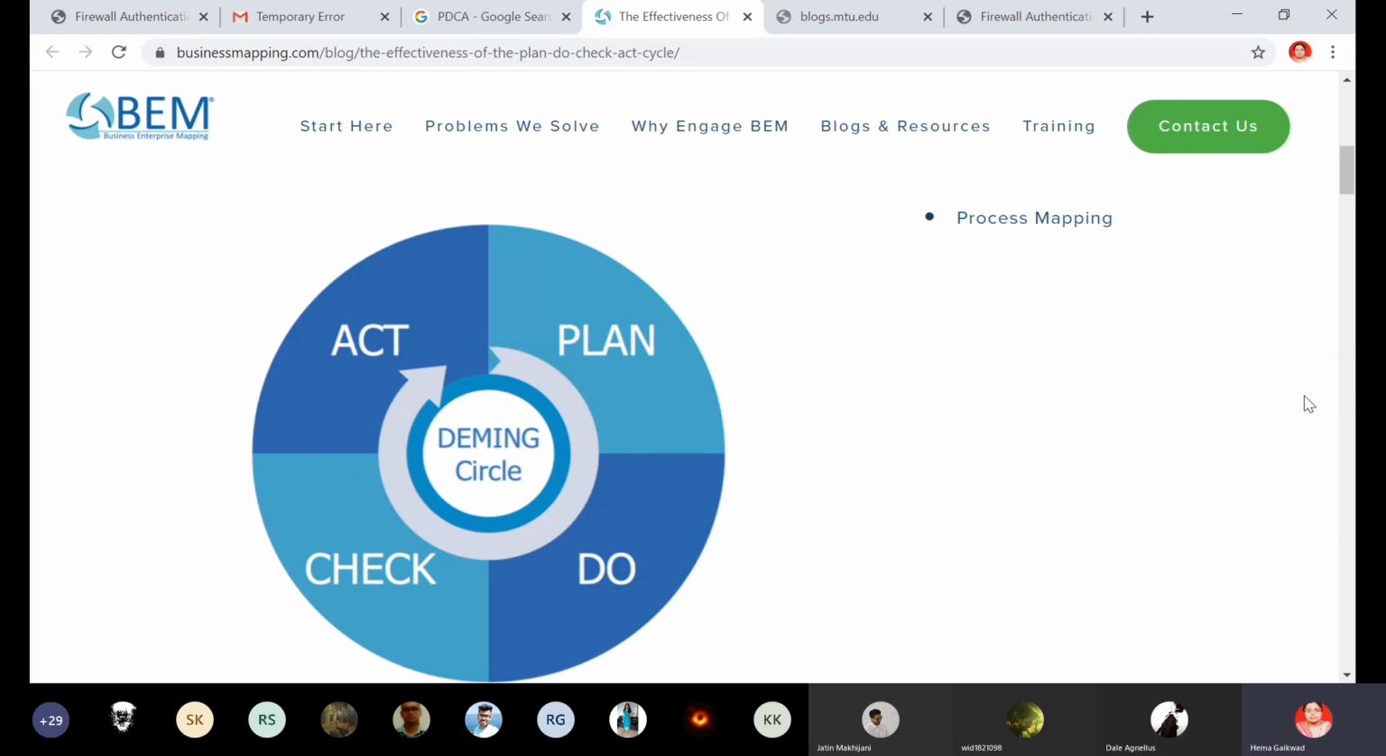So I will explain this PDCA cycle with the help of the stakeholder management process. Clear? So you remember that for the stakeholder management process, step number 1 is identification of stakeholder. Step number 2, stakeholder analysis. Step number 3, stakeholder engagement, and the last one is stakeholder communication.